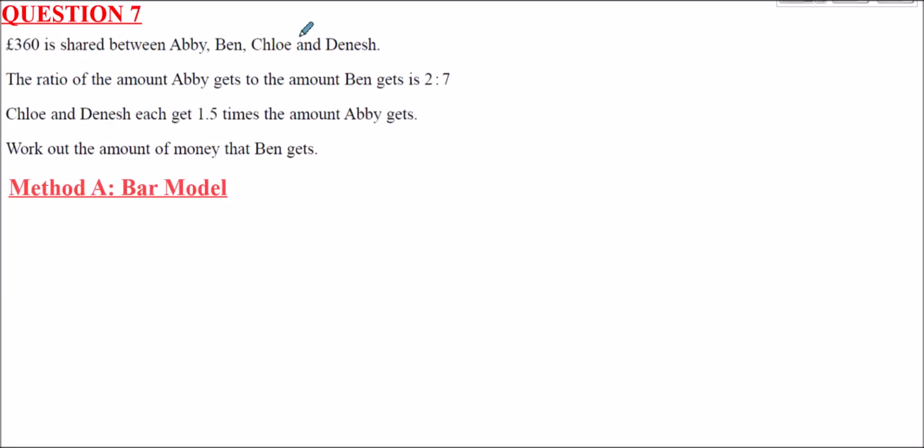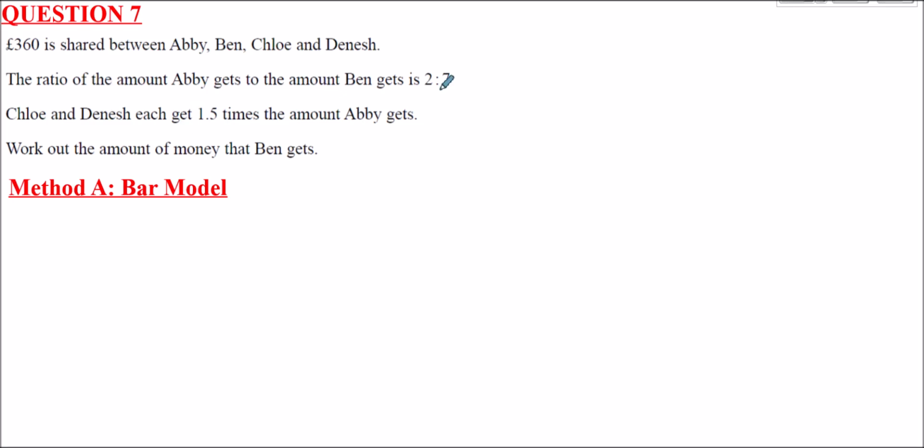Question 7, I'm going to show you one of two ways of doing this. The first method is going to be a bar model. So we've got £360 shared between Abby, Ben, Chloe and Dinesh. And how nice, it goes A, B, C and D. So the ratio of amounts Abby gets to Ben gets is 2 to 7.